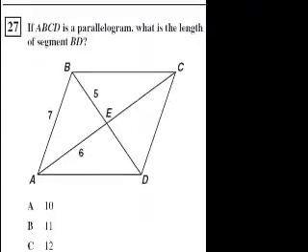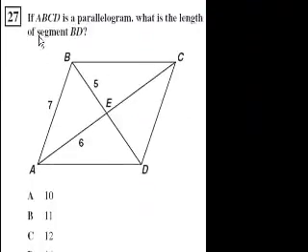Fair enough. Question 27. If ABCD is a parallelogram, so that's the sides are parallel, what is the length of segment BD? So they want from here to here. And this is just another interesting thing. I'm not going to prove it right now, but this is a good thing to know, especially if you become a mathlete, because this shows up in math competitions every now and then. If you have a parallelogram, the opposite sides are parallel, then their diagonals are actually bisecting each other, which means that they split the other diagonal in two.